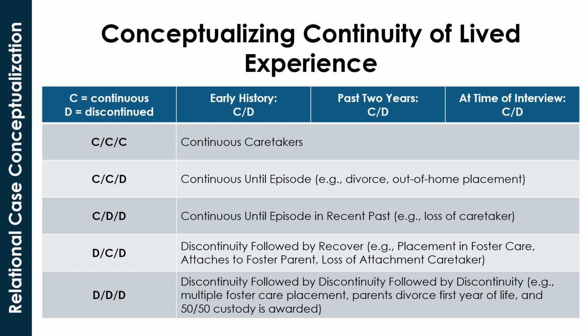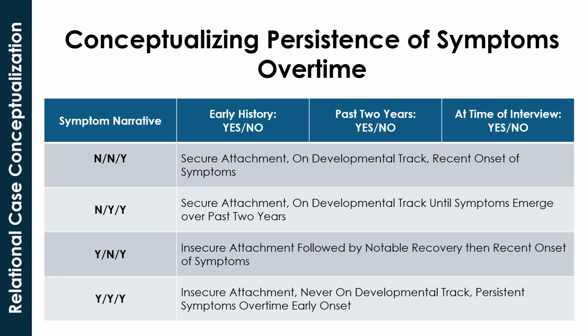So we'll take a look at this idea of continuity of lived experience and look at it compared to symptom expression. So here again, we have the early history, the past 2 years, and at the time of interview, and now we're thinking about the symptom expression. So we have the child with the secure attachment, and there was no unusual symptom expression. They were on developmental track, and then something happened recently that's brought on this symptom expression, whatever it might be. Stealing. An angry mood, irritability, difficulty sleeping, refusal to eat, some very significant symptom has emerged. But before then, there's nothing notable.